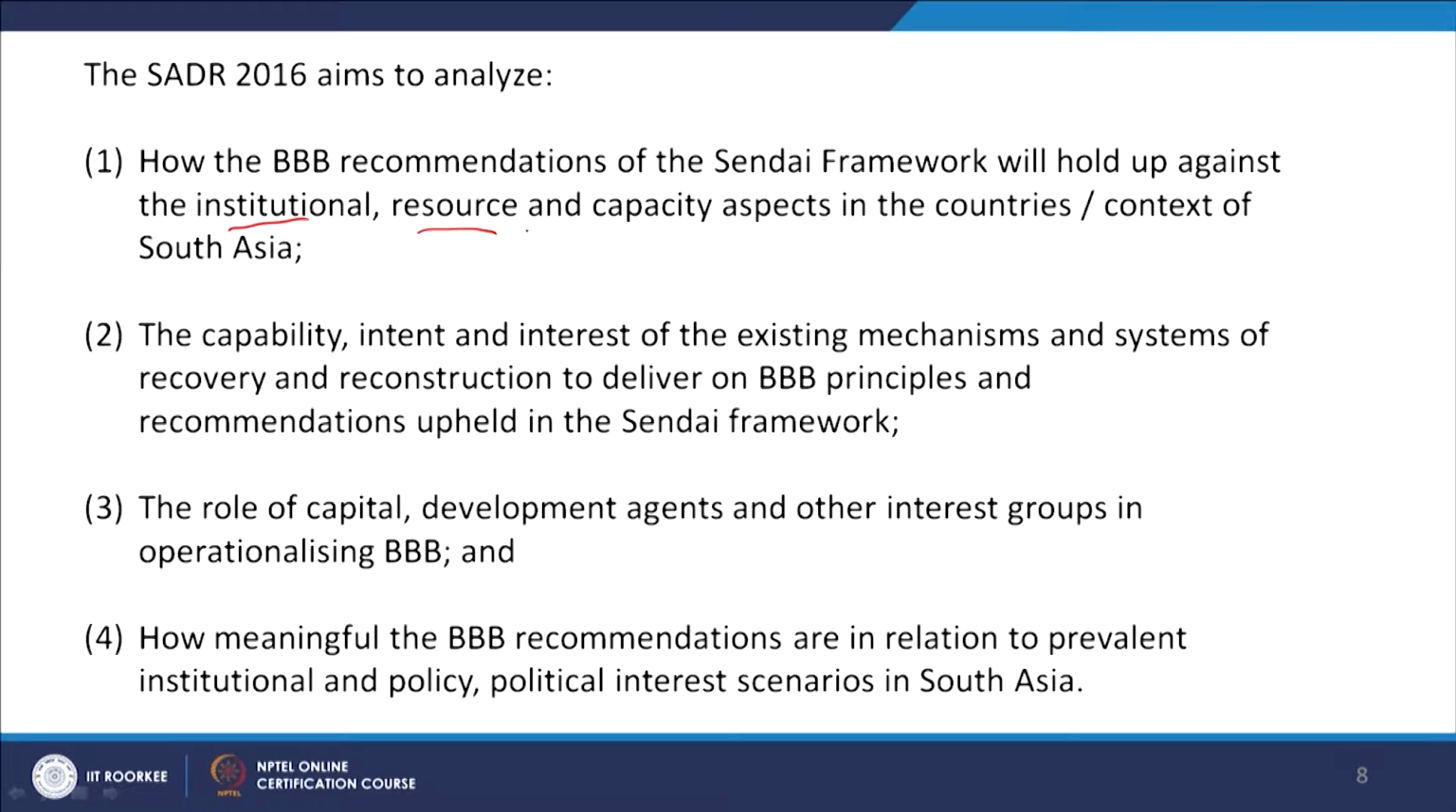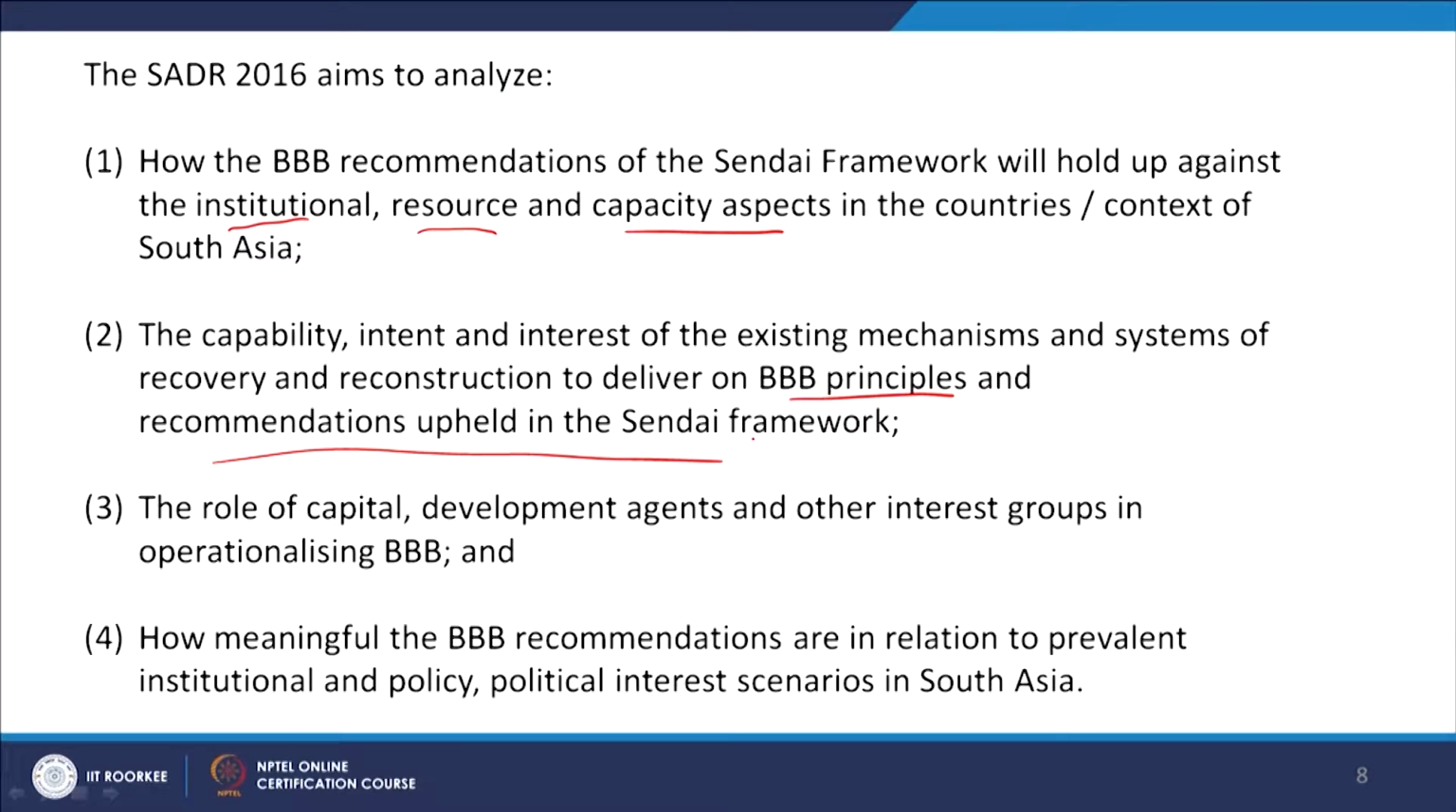So this report, the South Asian Disaster Report, what does it aim for? It aims to analyze these four aspects. One is how the Build Back Better recommendations of the Sendai framework will hold up against the institutional, resource and capacity aspects in the context of South Asian countries. The second, the capability, intent and interest of the existing mechanisms and systems of recovery and reconstruction to deliver BBB principles and recommendations upheld in the Sendai framework. So it is basically a benchmark of how the existing mechanisms are able to set forth the BBB principles.